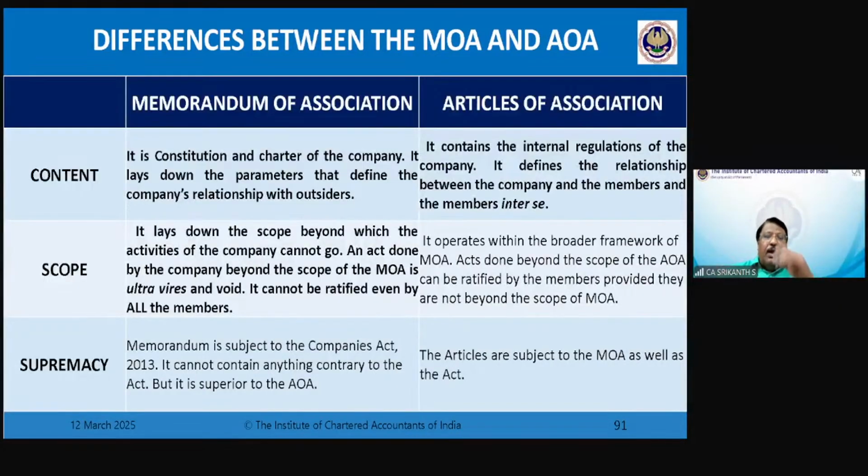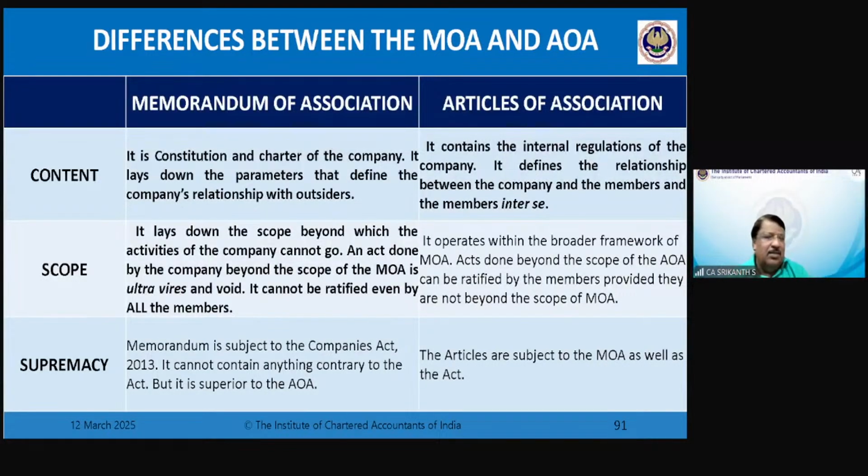Okay. So if a company enters into a contract for something which is not mentioned in the main object, which it is not permitted to do in the main object, that contract is void ab initio. It cannot be ratified even by all the members. But articles are not so difficult. Any act which is done beyond the AOA can be ratified by the members, so long as they are not beyond the scope of memorandum.